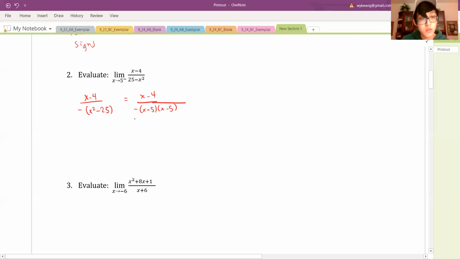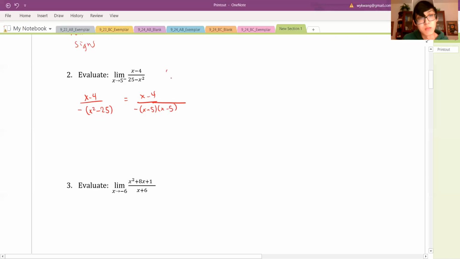So what I realize is that when I plug in 5, I'm going to get 25 minus 5 squared, which is 25 minus 25, over 0. And so I'm getting a 0 in the denominator. And even when I factor it, I can't cancel anything out, so I'm still going to get 0 in the denominator. So what am I dealing with?